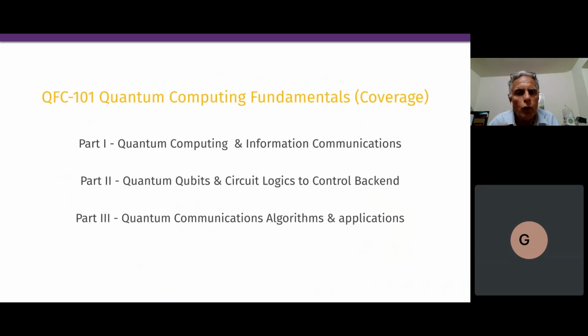So what are we going to do? That's the big question, and the biggest answer to that is simple. We are going to cover quantum computing fundamentals like any digital computer fundamentals we do. We call it QFC 101. There are three parts to it. First part, we'll try to cover computing and information communication, because computer and communication merge in this. That's very important. And electronics comes in because you have to control the logic like any other, but with a different gate circuit. So we call it qubit circuit logic.